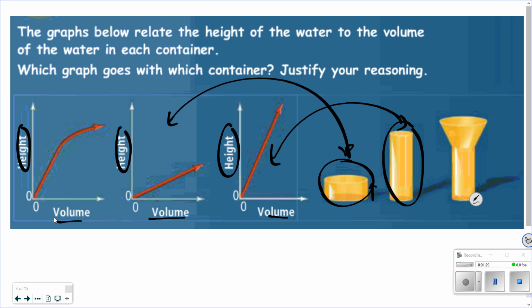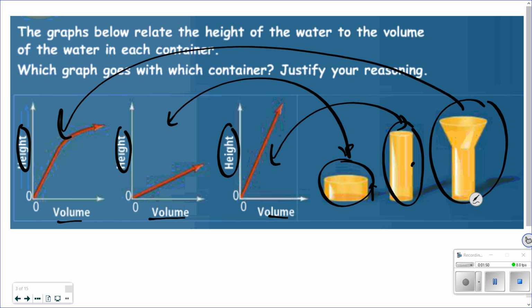If you look at this last one over here, at first, as the volume goes up, the height goes up at a constant rate. It's really similar to this one over here. But once we get up to the top part, now it's getting wider. So as the volume increases, the height is increasing, and as it gets wider, it'll increase slower and slower. So I think that one would match up with that one over there. But again, all we're doing is looking at that relationship between the two variables. In this case, the two variables were the volume and the height.